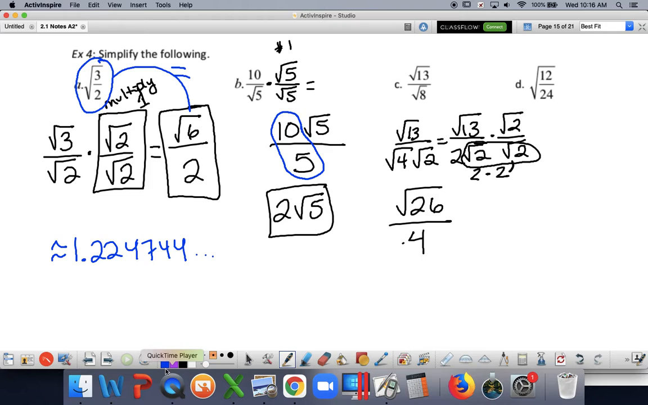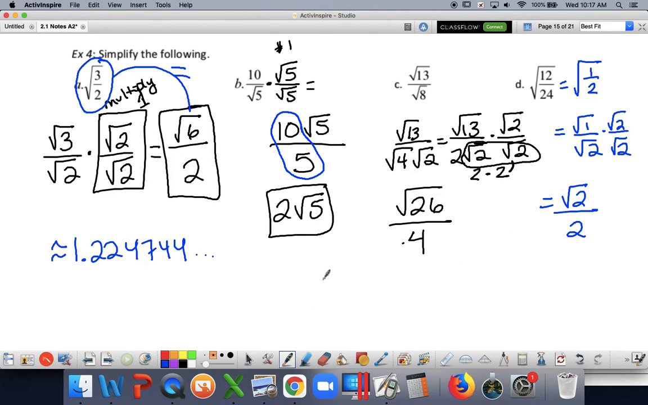Let's look at our next one. I have the square root of 12 over 24. I'm going to simplify that down. 12 divided by 24 is just 1/2, which equals the square root of 1 over the square root of 2. I still have a square root in my denominator, so I must rationalize it. In my numerator, I wind up with the square root of 2. In my denominator, whole number 2.